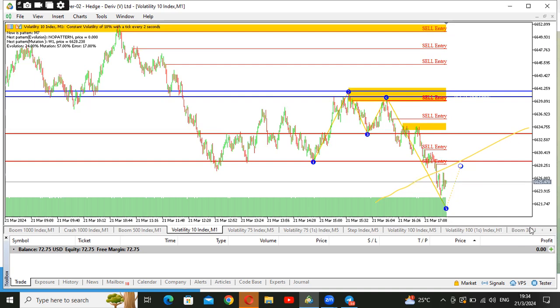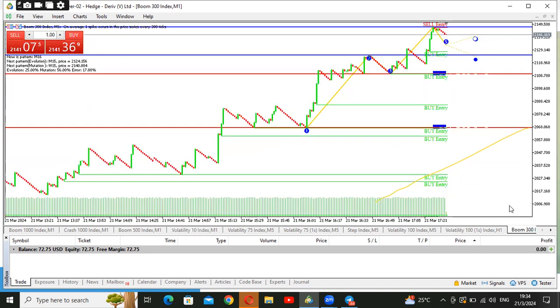So if I check on Boom 300, it's going to pull back again. According to our strategy, it's saying it's going to pull back to this node. This is when it will give us a spike, but the spikes will be small. It's supposed to pull back to this level so that it can go up.